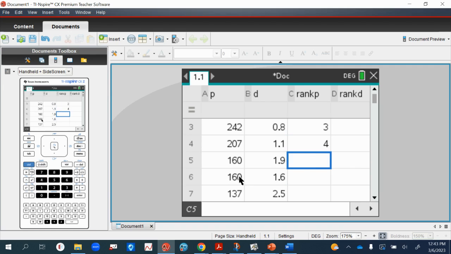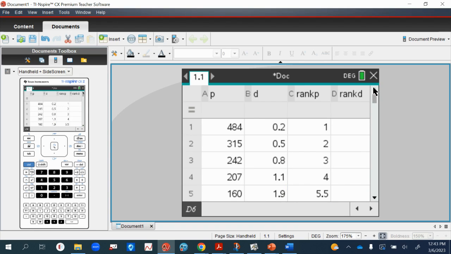Now 160 are tied. There are two which are the same. So that occupies the 5th and 6th places. So you'd add them together. 5 plus 6 is 11 and divide by 2. So you get 5.5. So they both are given a tied rank, an equal amount. But that's essentially the 5th and the 6th, which means you finish on the 7th.